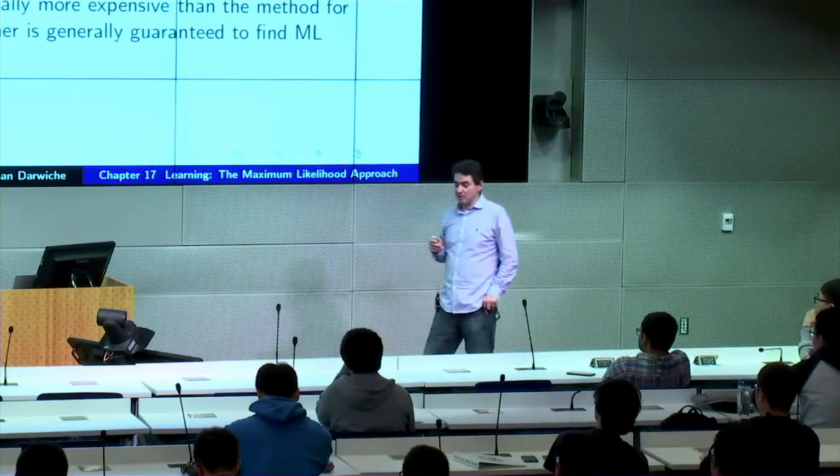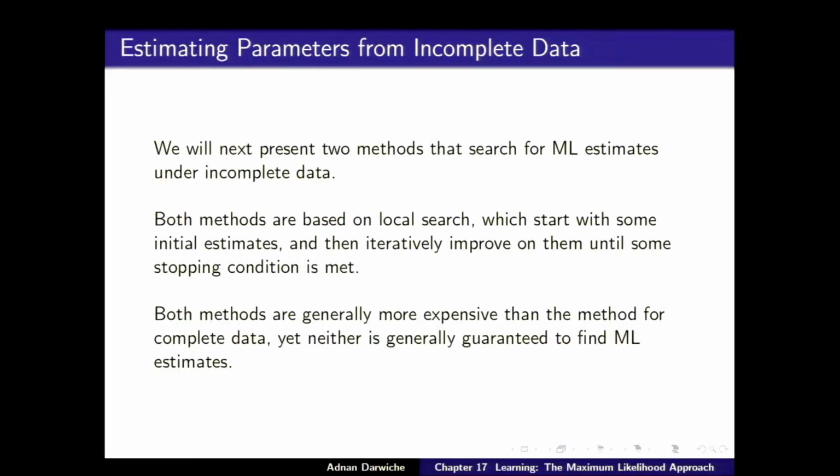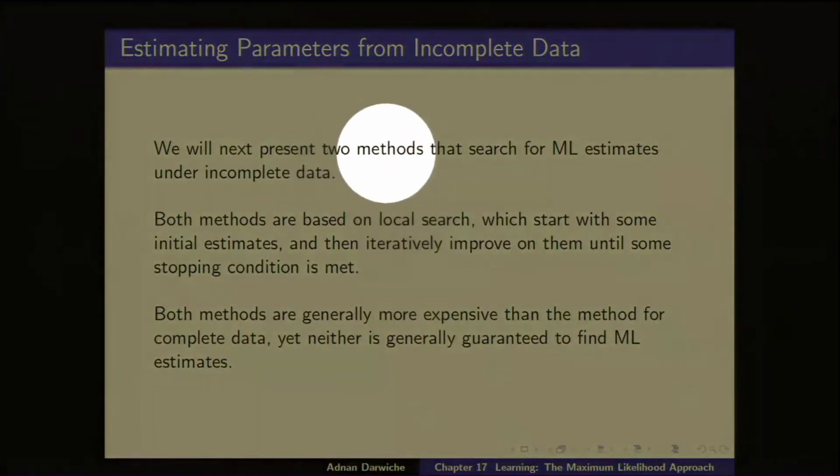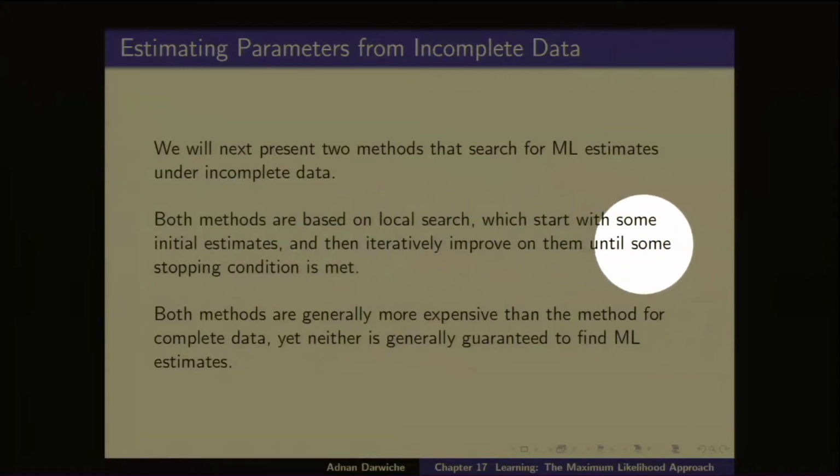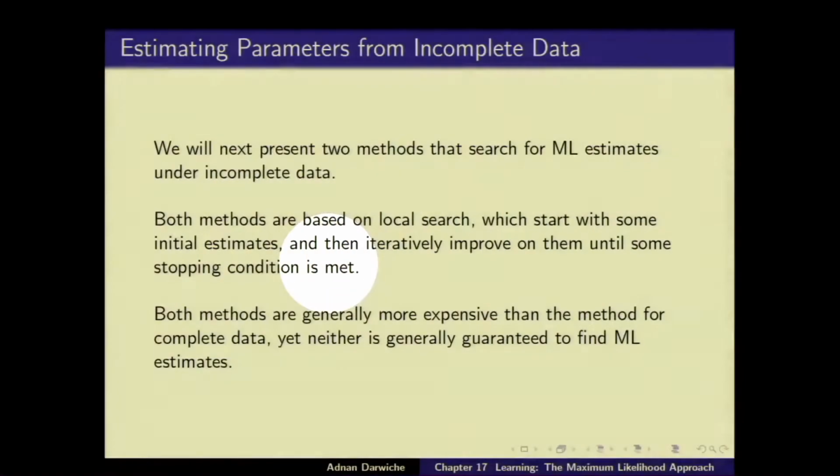Estimating parameters from incomplete data. We'll talk about two methods, one in detail and the other we'll just sketch. And you'll see why a very quick sketch of the second method will be enough. Both of them are what we call local search, in a sense. They start with some initial estimates and then iteratively improve them until some stopping condition is met.